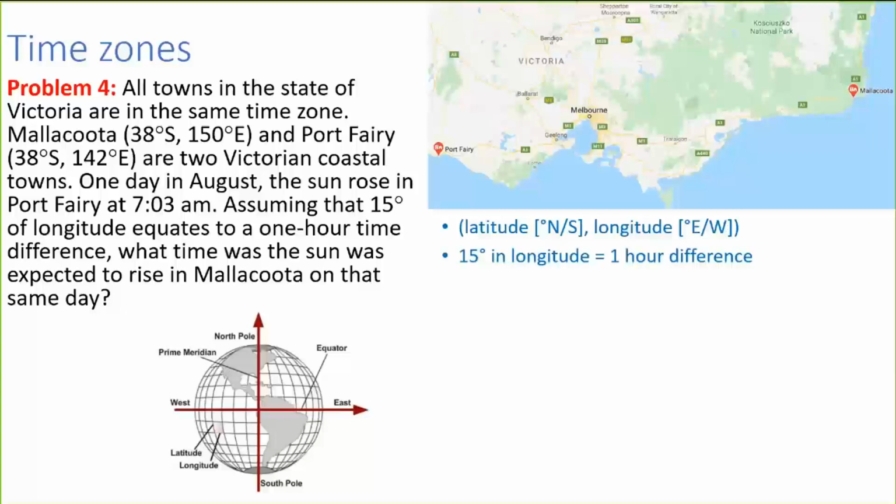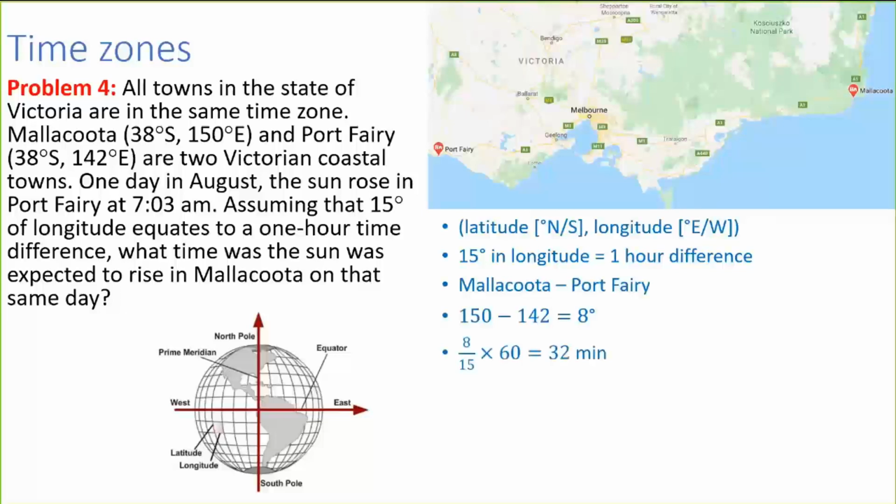Longitude is the only one that's responsible for time difference, so that's the only one we have to consider in any time zone type questions. We have to know that 15 degrees in longitude corresponds to 1 hour time difference. And that actually means, if you can remember, that 1 degree in longitude corresponds to 4 minutes time difference. That might be a very handy thing to remember as well. Mallacoota to Port Fairy, looking at longitudes only, 150 degrees minus 142 degrees, there's a difference of 8 degrees in longitude.